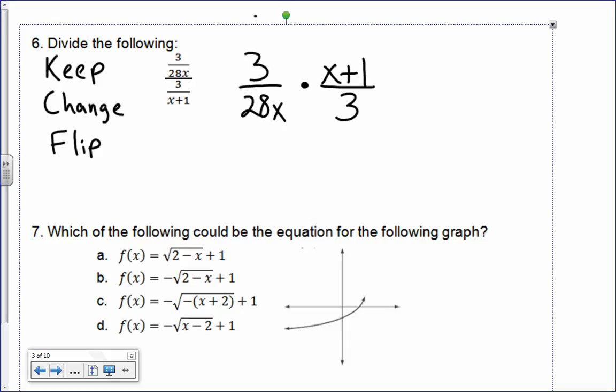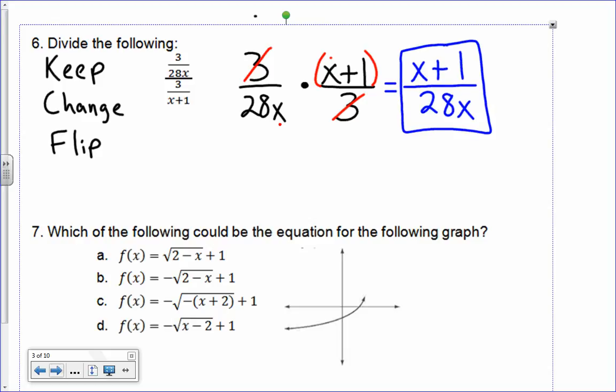And then I'm looking for items that I can cancel. I got a 3 on the top and 3 on the bottom. I can cancel those. Now remember, this x plus 1, that addition or subtraction, whatever it would be, keeps those items together as one single factor. This x and this x do not cancel each other out. So nothing else will cancel. I'm left with x plus 1 over 28 times x. Key here is you got to know the keep, change, flip.